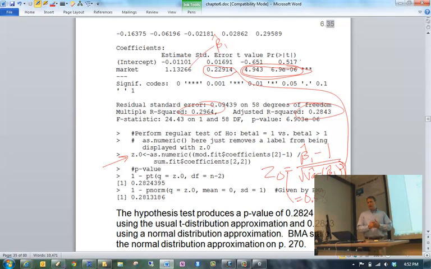Is there any way to modify that? I don't know of a way. I mean, obviously, it's not too difficult. Yeah.